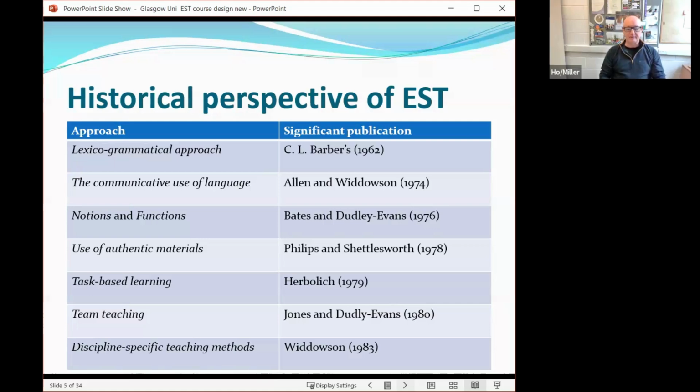And then this idea of team teaching became quite prominent in terms of EST. So having a specialist teacher and a language teacher in the classroom at the same time. And it was a really interesting concept and a very good concept, but very expensive to implement, of course.